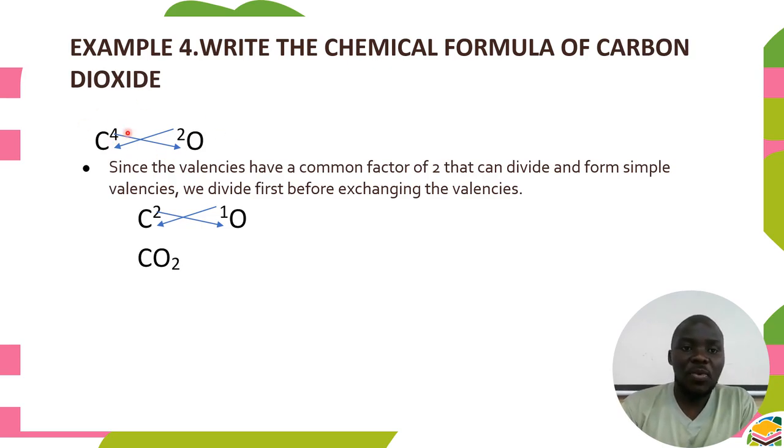Another example is carbon dioxide, which is different from the other ones. The valence of carbon is 4, while oxygen is 2. But amongst these, we have a common factor, which is 2. We can simply divide by 2: the 4 becomes 2, and the 2 and 2 become 1. That's why we have CO2, telling us the chemical formula of carbon dioxide is CO2, not C2O4, because we have a common factor amongst the valences.